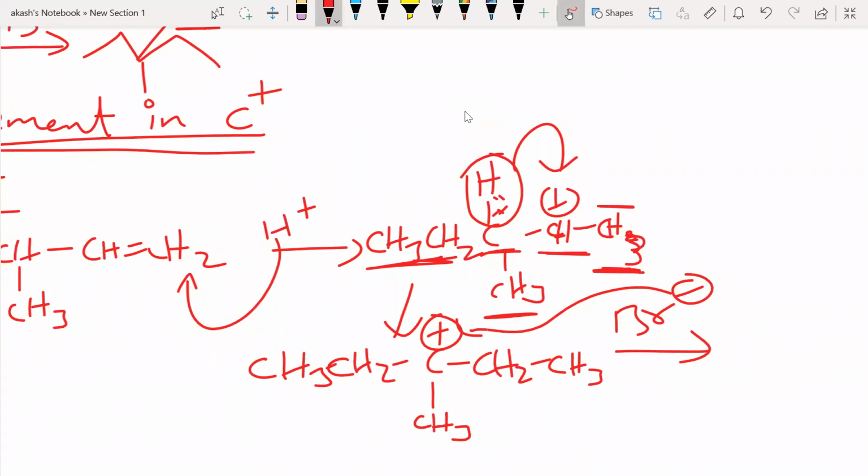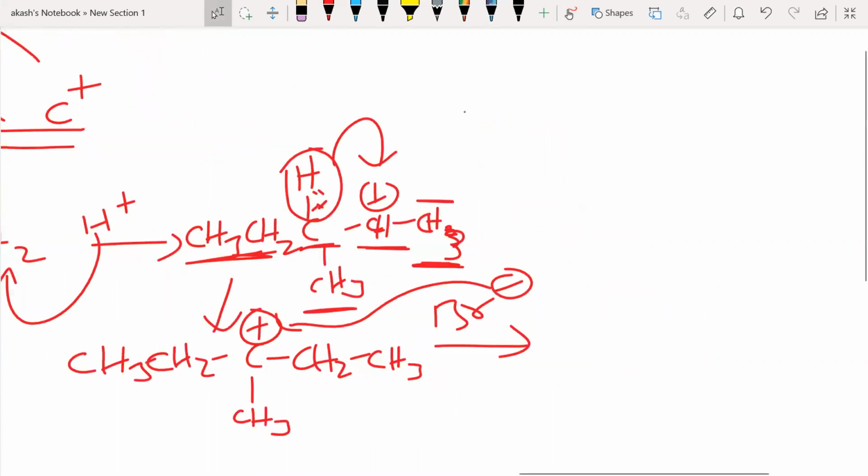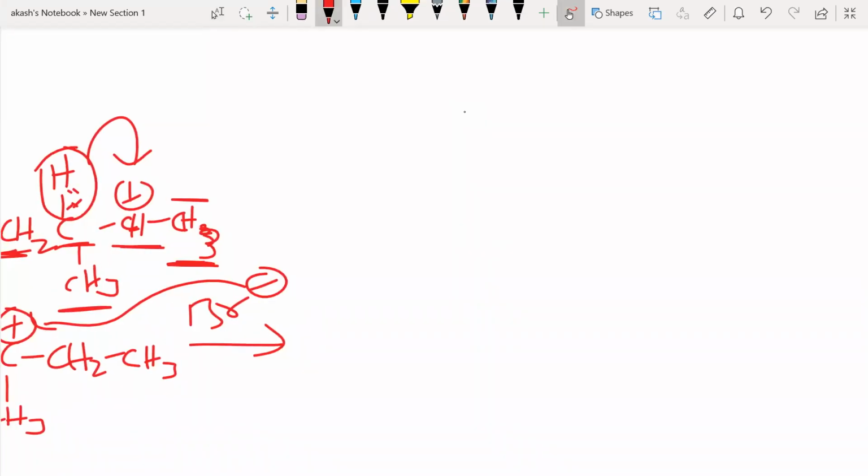Okay, fine. This is what is called a hydride shift. Again, I repeat, you can do the hydride shift only from the next carbon atom to the carbon atom which is having the positive charge. Okay, right? I can even have a hydride shift if it's something like this. Maybe I have to show you some other example.